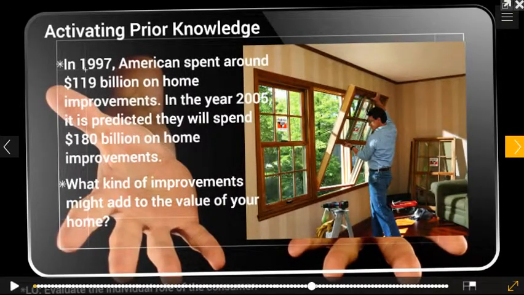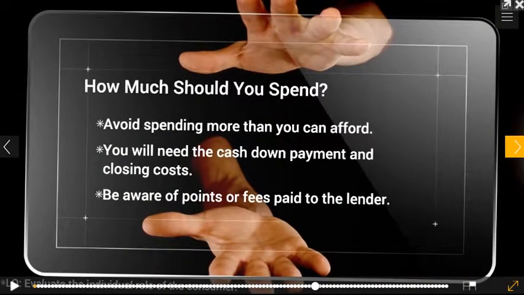In 1997, Americans spent around $119 billion on home improvements. In the year 2005, it was predicted that they would spend $180 billion on home improvements. What kind of improvements might add to the value of your home? How much should you spend? Avoid spending more than you can afford. You will need cash for the down payment and closing cost. Be aware of points or interest fees that are paid to the lender.